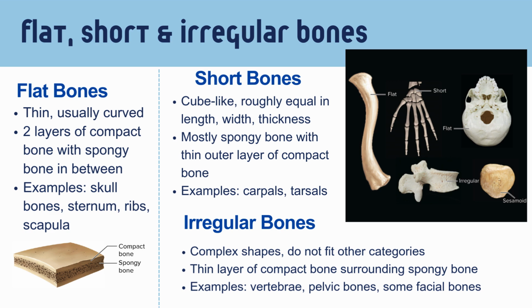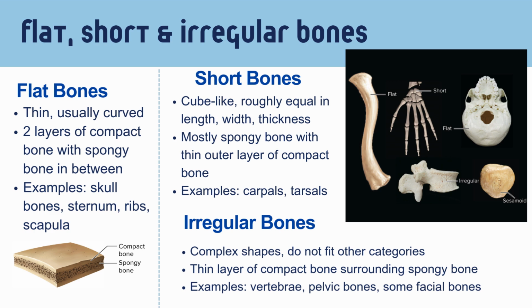Flat bones are thin, often curved, and have that sandwich arrangement with compact bone as the bread and the spongy bone between. Examples of flat bones include the skull, sternum, ribs, and the scapula. Short bones are cube-shaped, mostly spongy bone with a thin outer layer of compact bone. Think of your carpals in your wrist and tarsals in your ankle as short bones.